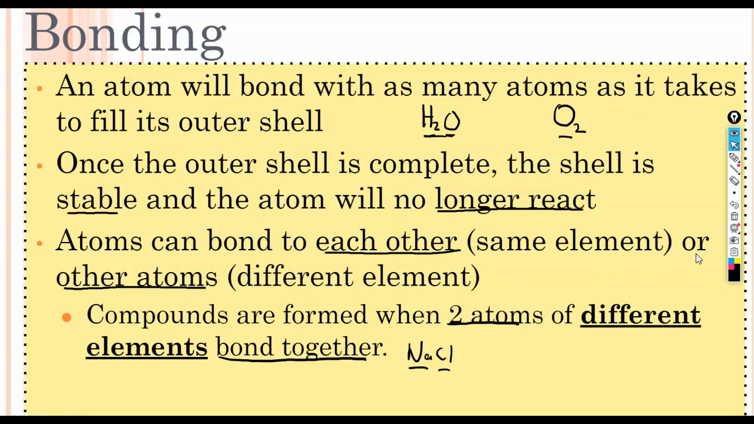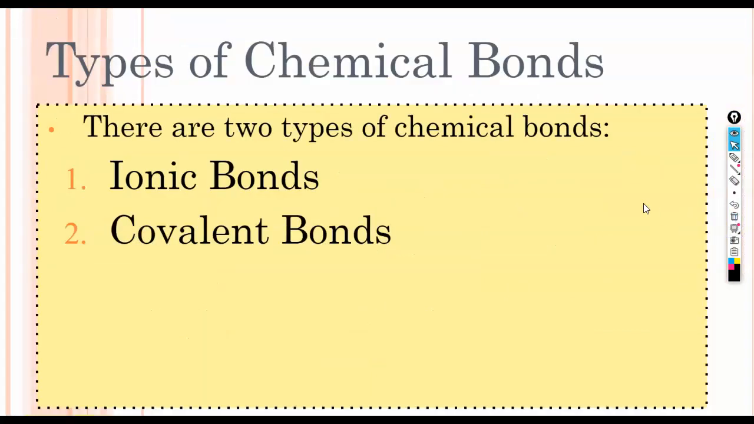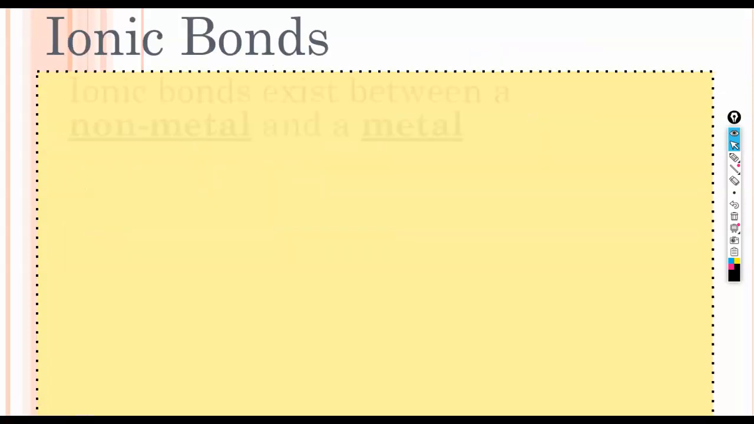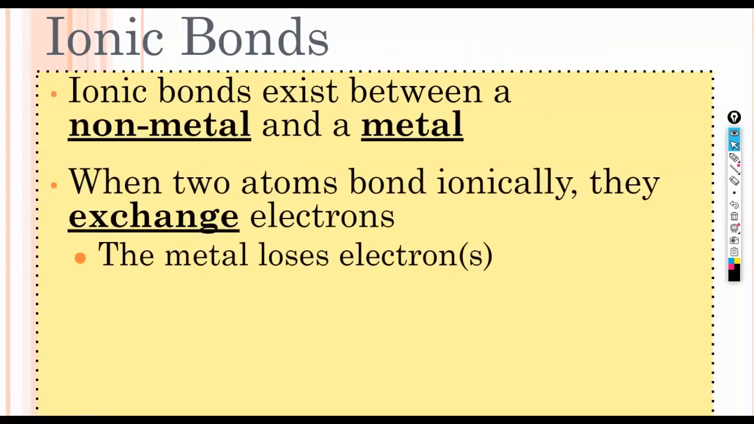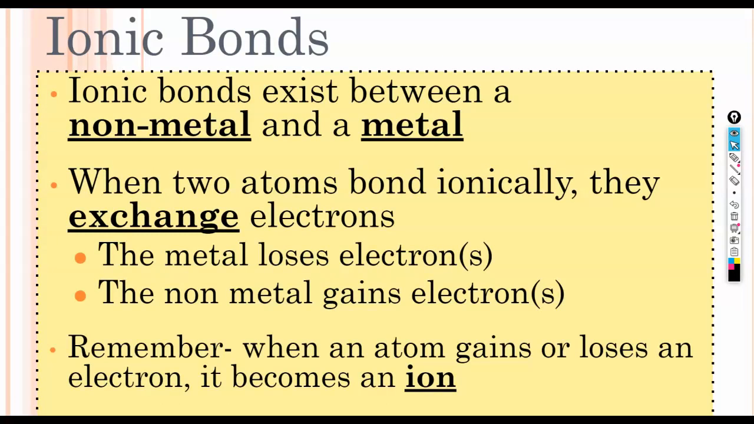Okay, so let's start off by talking about ionic bonding now. There's two main types of chemical bonds, ionic bonds and covalent bonds, and we're going to start talking about ionic bonds. Make sure you fill in your notes.